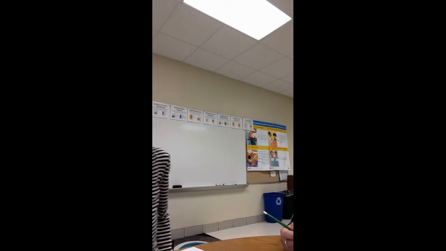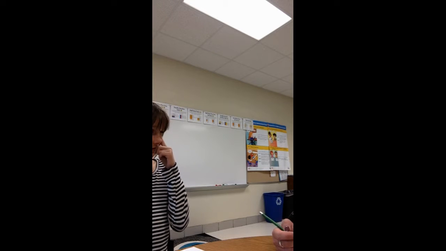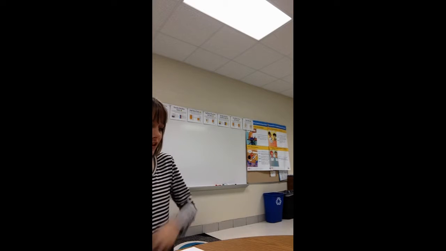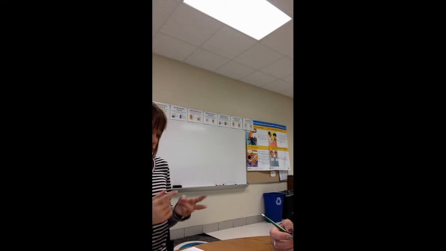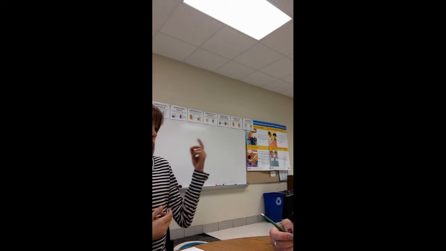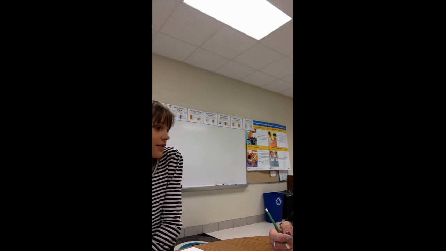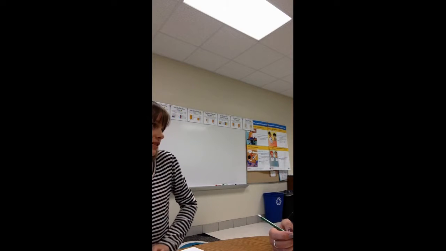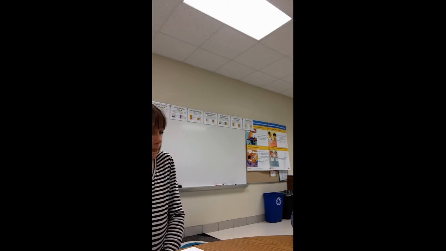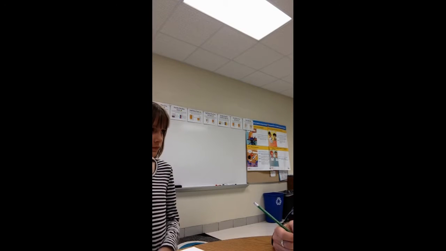What are you doing when you're multiplying by 2? A number times 2, so like 4 times 2. What are you doing? I know that 4 plus 4 equals 8. How about 2 times 9? I know that 9 plus 9 is 18. Okay. So 2 times 9 is 18.